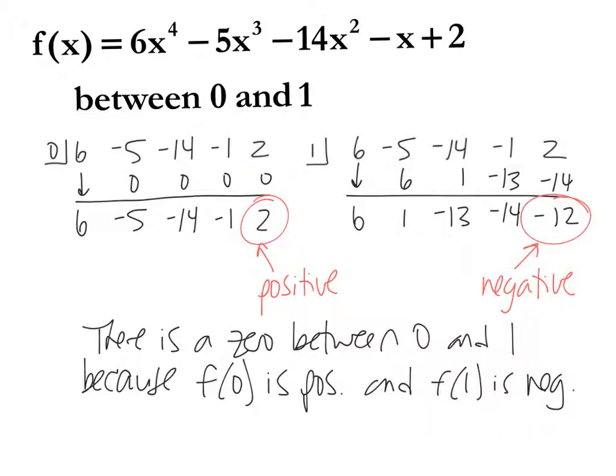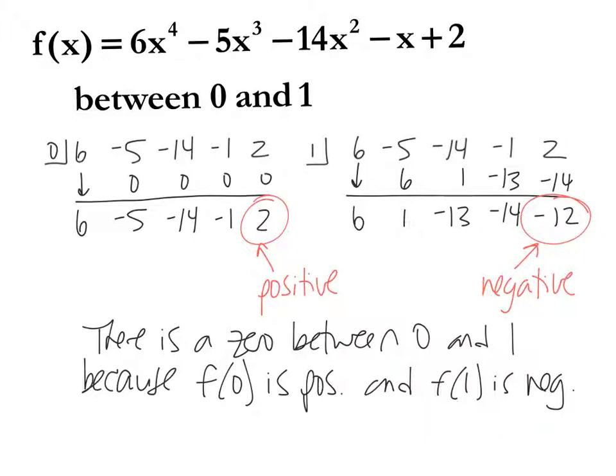So when I plugged in 0, I got 2. When I plugged in 1, I got negative 12. That means that the 2 is positive, the negative 12 is negative. And here's the explanation. There is a 0 in between 0 and 1, because when I did f of 0, I got a positive number. When I did f of 1, I got a negative number. So think about if you were connecting those on a graph, it would have to go through 0.